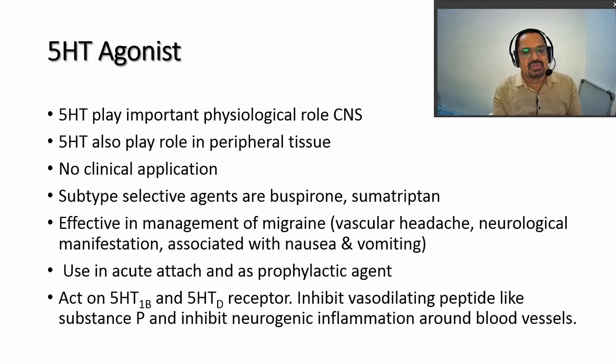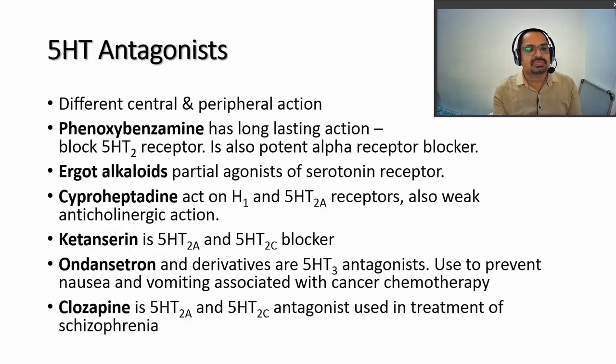These are the conditions where these are used. They are also used in acute attack, as well as a prophylactic agent. The action of these agents is mediated through 5-HT1B and 5-HT1D receptors. They inhibit vasodilating peptides like substance P and neurogenic inflammatory substances produced around the blood vessel. So they inhibit the peptide like substance P, which is mainly responsible for the pain sensation.